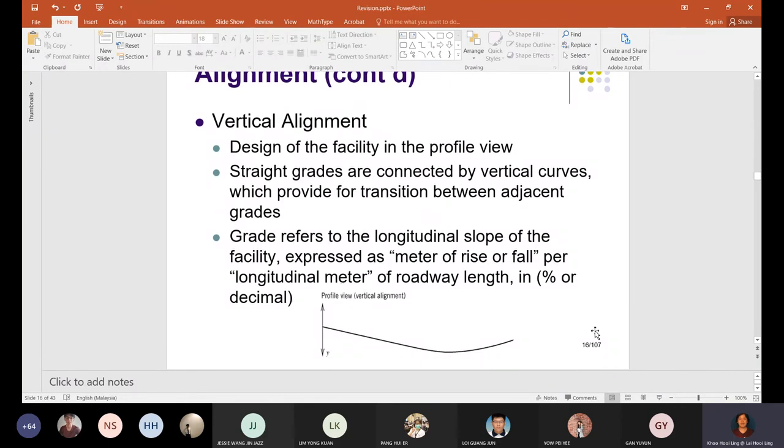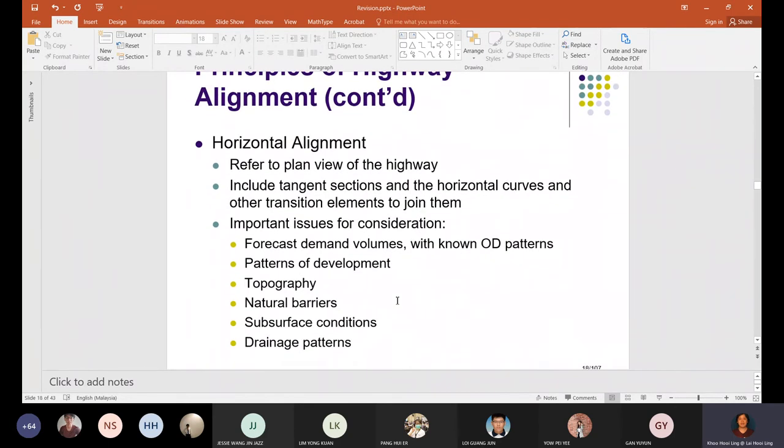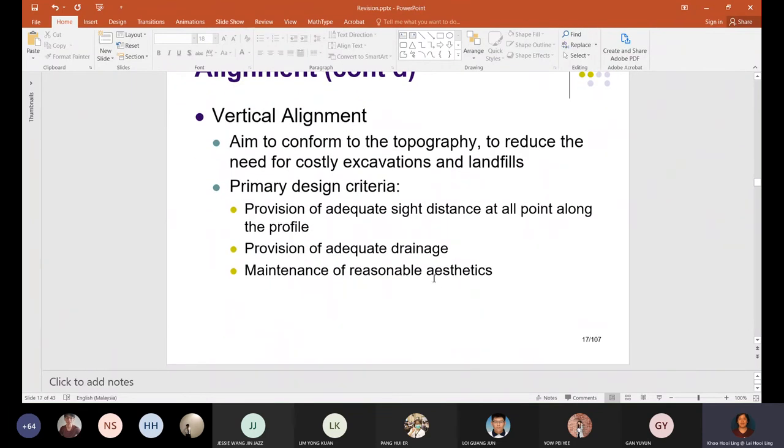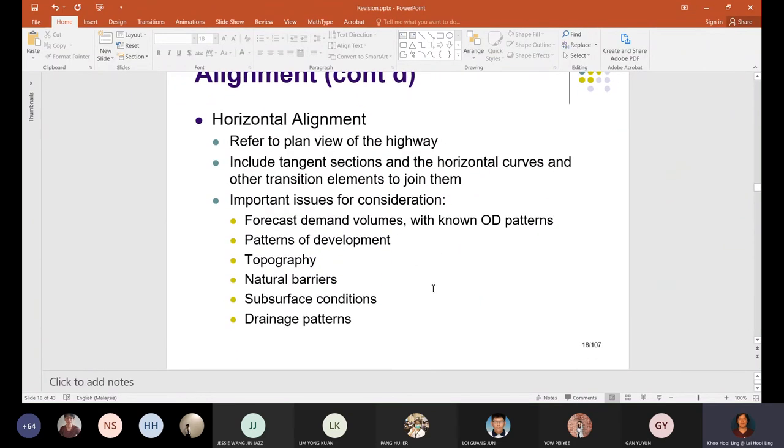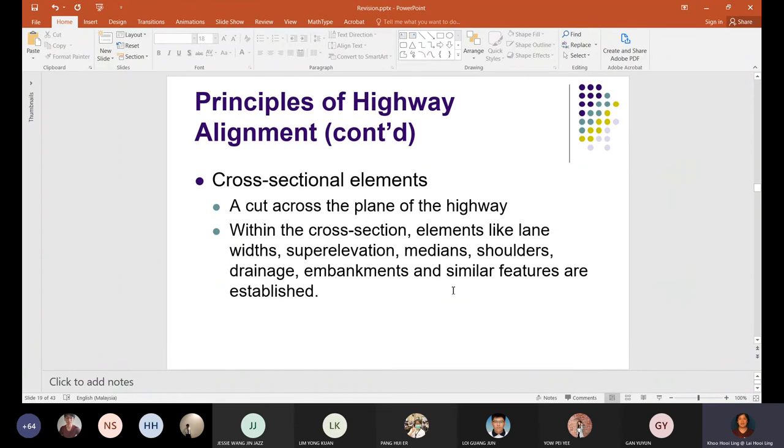Vertical alignment is in the profile view, and horizontal alignment is in the plan view. So this thing you have to remember. Then when we want to design the cross-section, it is a cut across the plane of the highway, and we design the cross-sectional elements like the lane width, super elevation, median, shoulders, and so on. So these are the cross-sectional elements.